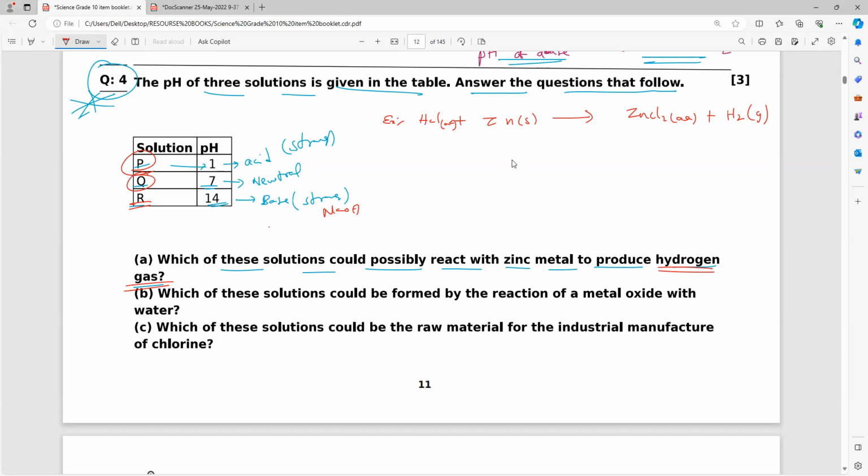No reaction with Q. It will react with R. R means I will take it as NaOH. NaOH in aqueous state reacting with zinc will form the most popular salt. What is that? Sodium zincate, Na2ZnO2. Along with that, it will form hydrogen gas.